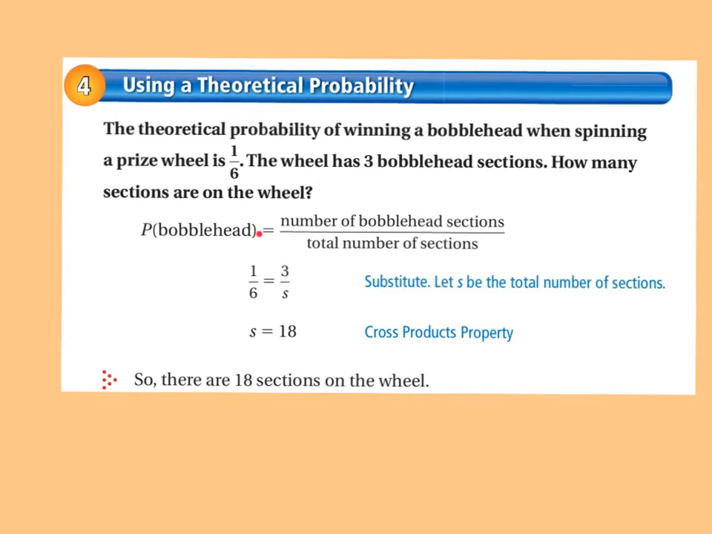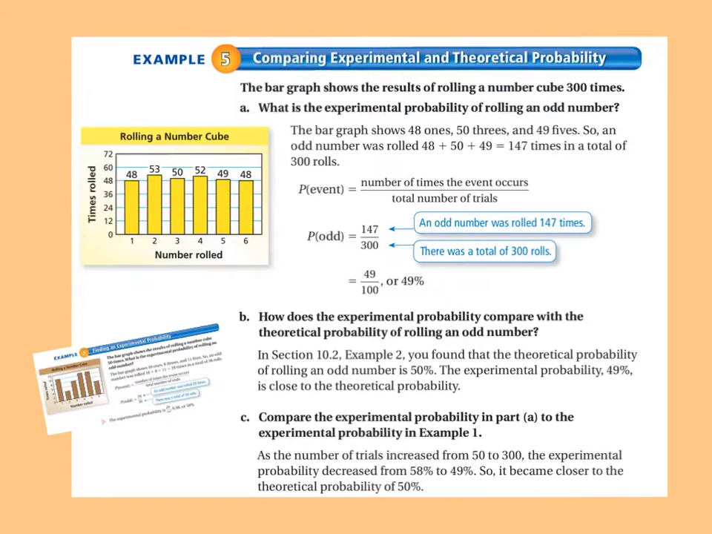So we look at the probability of the event, spinning the bobblehead. So we take the number of bobblehead sections out of the total number of sections. So we use that probability. If the probability is 1/6, then we're going to write a proportion to solve for S, the total number of sections. So in this case, we would use cross products property and figure out that there are 18 sections if your probability is 1/6, where there are 3 bobblehead sections.